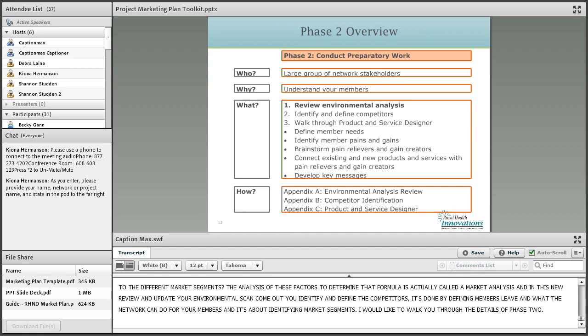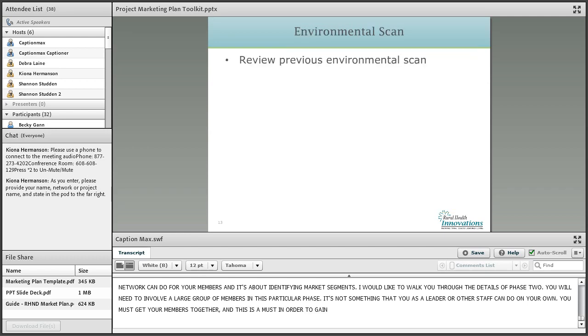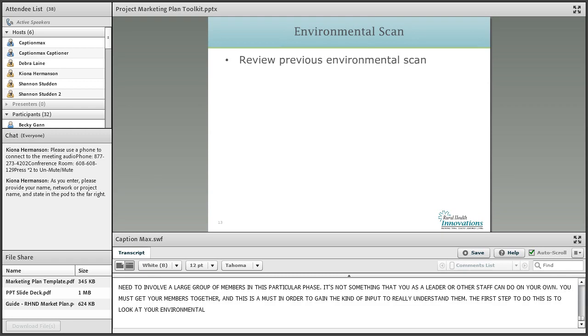I'd like to walk you through the details of phase 2. And you will need to involve, as Shannon said, a large group of members in this particular phase. It's not something that you as a leader or other staff can do on your own. You must get your members together. And this is a must in order to gain the kind of input to really understand them. The first step to do this is to look at your environmental scan. And this is done with that large group of members.